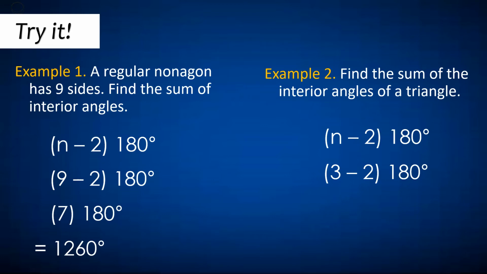So, 3 minus 2 is 1. 1 times 180 is equal to 180 degrees. So, we know that the sum of the interior angles of a triangle is equal to 180 degrees.